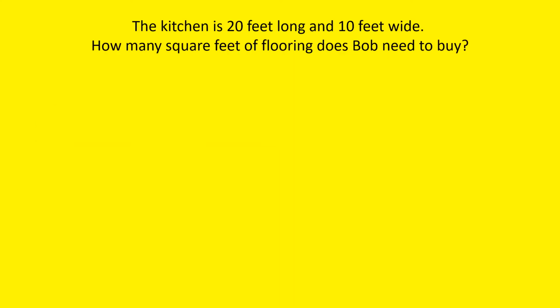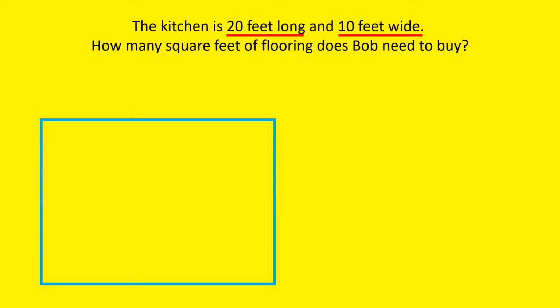All right, perimeter is easy, but let's start looking at a different type of problem here. It says the kitchen is 20 feet long and 10 feet wide. How many square feet of flooring does Bob need to buy? Well, let's see here. First thing I like to do is draw a picture, but I'm not sure how to draw this picture. I see that it says 20 feet long and 10 feet wide. So I'm going to guess that that is a rectangle. So let's go ahead and put those measurements in. There's our 20 feet and our 10 feet.